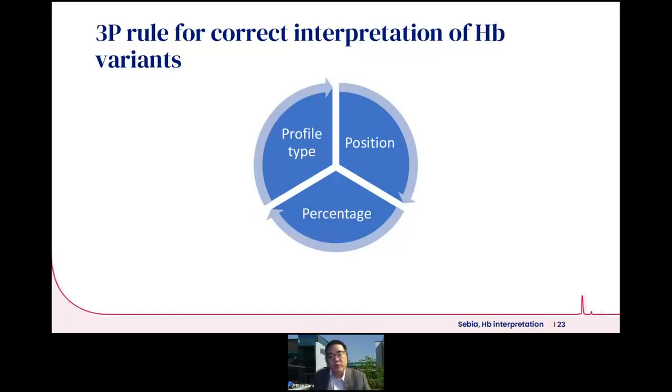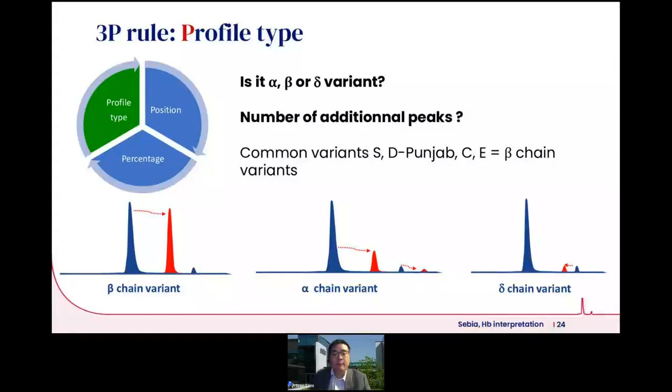So we have here the 3P rule for the correct interpretation of hemoglobin variants. First, look at the profile type. Recalling, for alpha, beta, or delta variants, there is a different signature in the profile type of the splitting of the globin. For a beta variant, because the beta gene is only present in hemoglobin A, you see just one splitting of hemoglobin A. For an alpha chain variant, you see multiple splitting of all the hemoglobins because every hemoglobin requires the alpha chain.